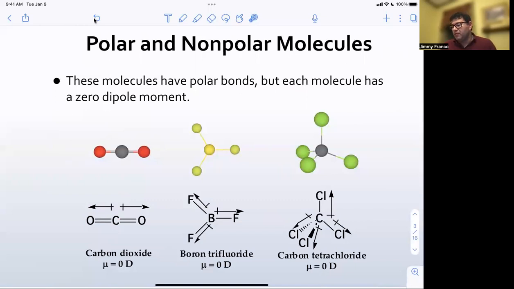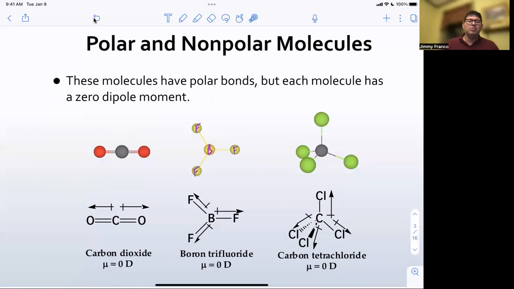For example, if you look at BF3, our boron's in the middle, and then our three fluorines. Same thing is happening. Do you see how they're all spreading out opposite each other? And so they're going to cancel each other out. Same thing with carbon tetrachloride. Very polar bonds, but they're all going in opposite directions, so they cancel each other out.